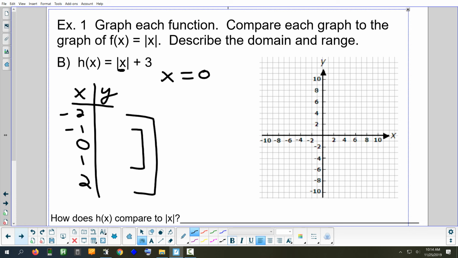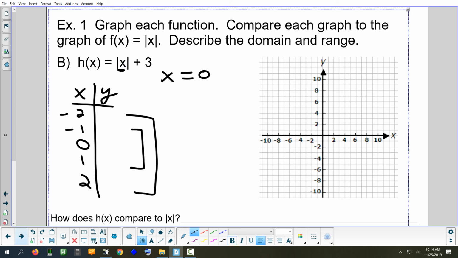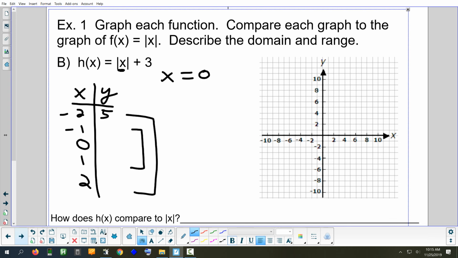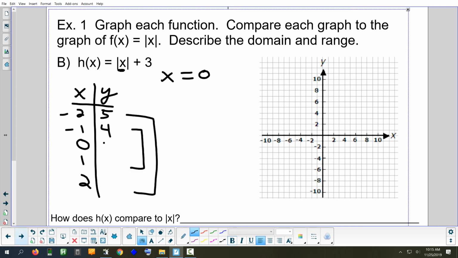Let's plug in -2 for x. How about, Gianna, if I plug -2 in for x, what's the absolute value of -2? 2. Plus 3? 5. Perfect. You get 5. Princess, what's the absolute value of -1? 1. Plus 3? 4. All right, let's do 0. Sophia, what's the absolute value of 0? 0. Plus 3? 3.